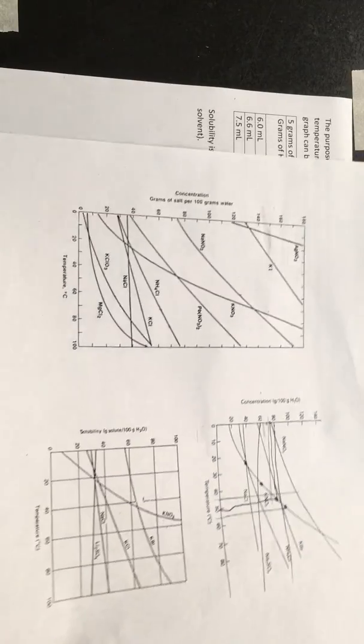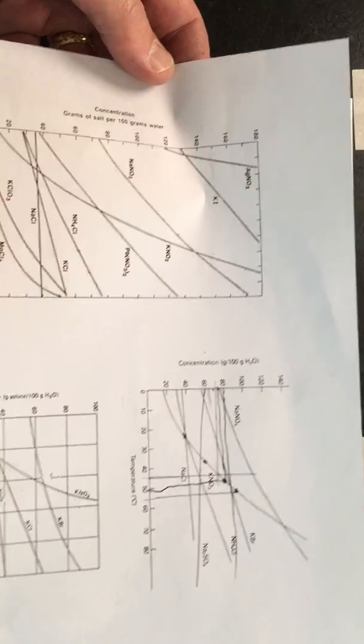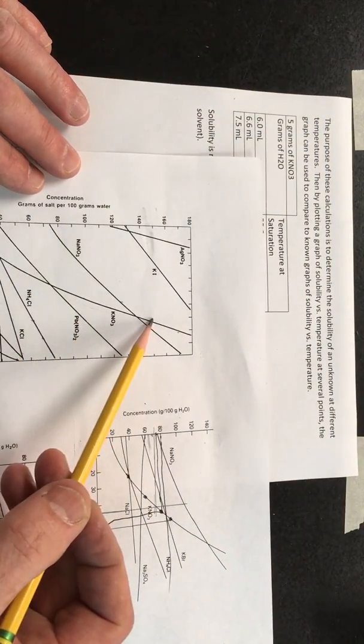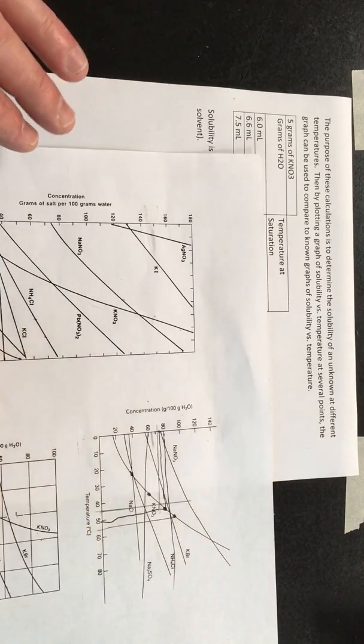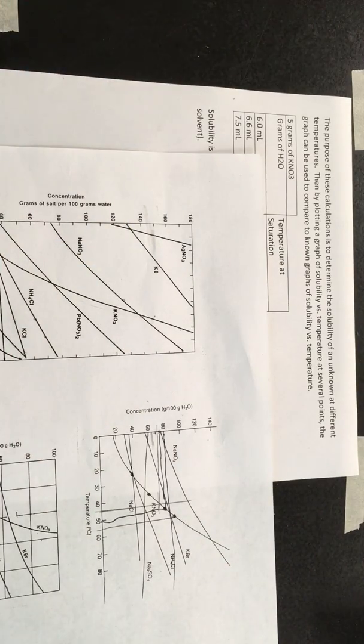So you'll be given some graphs like this, and when you look at them, your graph should match up to one of these lines. This is what you did, the KNO3, and you'll be given one of these other unknowns to do, and hopefully your graph will match up to one of those.